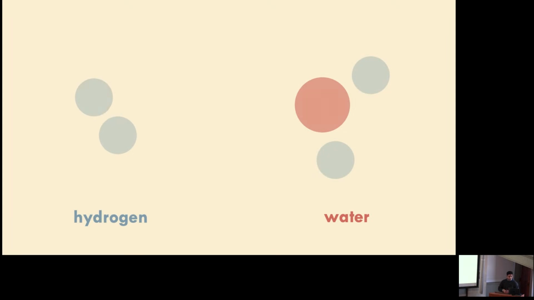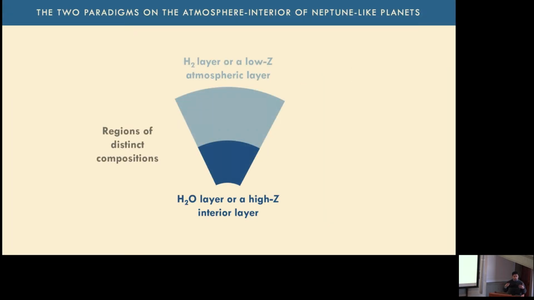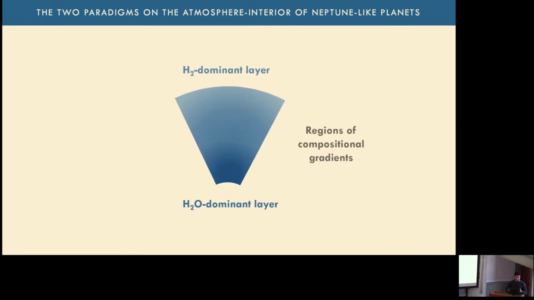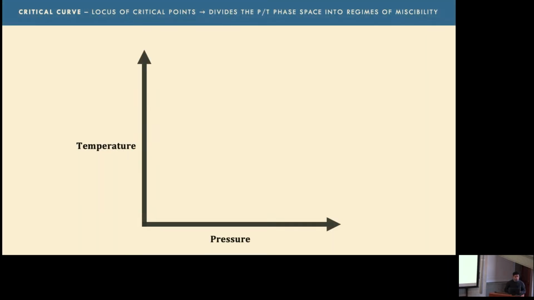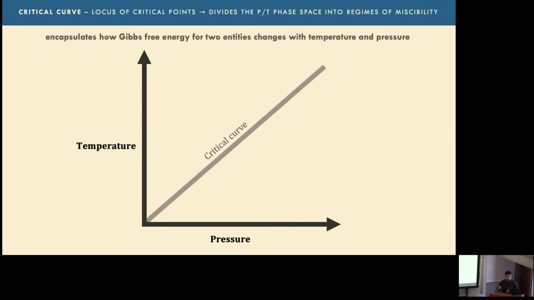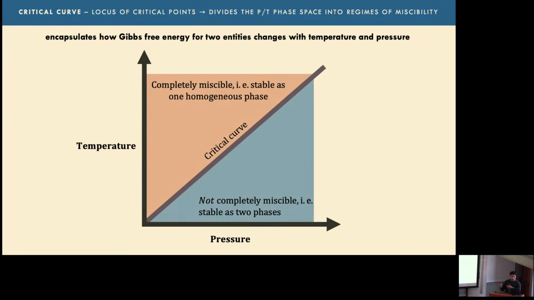But again, coming back to this, typically the way we think about these Neptune-like, water-rich planets is that there might be a hydrogen-rich layer sitting on top of water, or that there might be some composition gradient. But again, we do not really know what the reality is. Something that could help us get around this is to figure out something called the critical curve of these mixtures. The idea behind which is something like this. Y-axis is temperature, x-axis is pressure. The critical curve basically divides this parameter space into regions where hydrogen and water will be completely mixed, on the hotter side, and the cooler side where they will not be completely mixed.